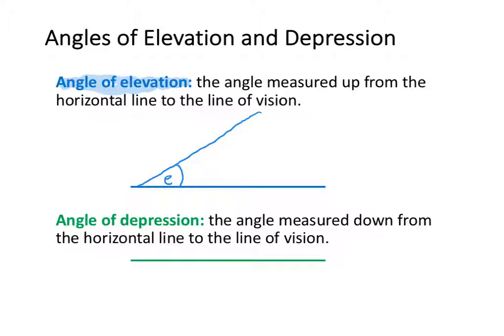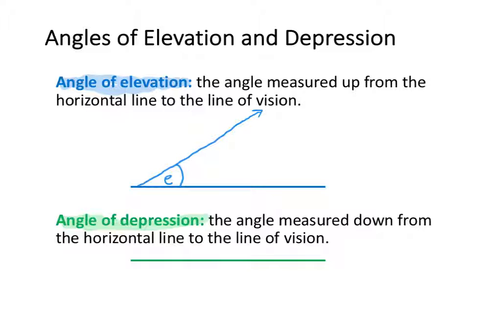Think of it as you standing on the ground and looking up to the top of a cliff. You are looking up, you are looking at an angle of elevation. The opposite of an angle of elevation is an angle of depression. And this is the angle that is measured down from the horizontal line to the line of vision.